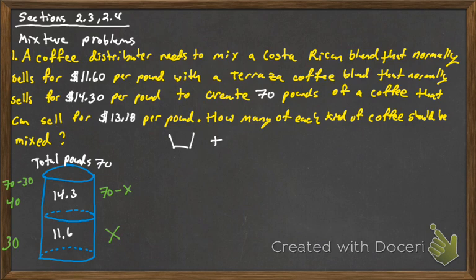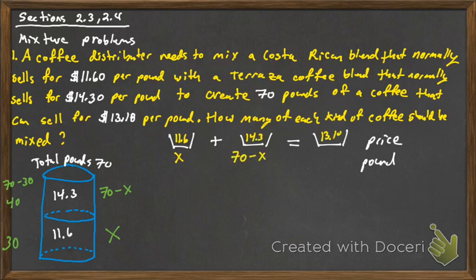So we're going to get out our mixing cups again to help organize our thoughts. And so inside the cup is going to be the price, and then underneath the cup is going to be the pounds. So we get our price per pound. So we're going to have 11.60 and then x, 14.3, 70 minus x, and then the 13.18, and we wanted 70 pounds of that.